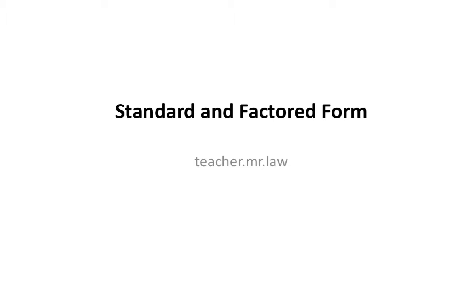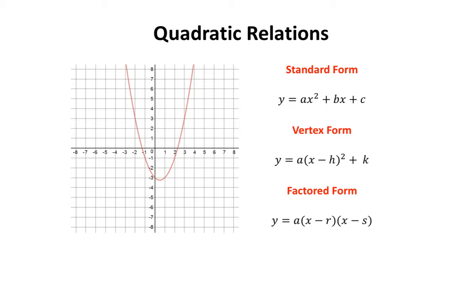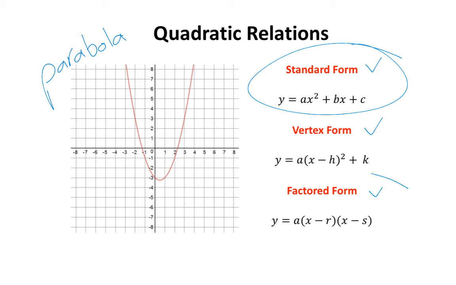In today's lesson, we'll be learning how standard and factored form can give us clues about a quadratic relation. If you recall, the shape of a quadratic relation is called a parabola. A quadratic relation can take on three different forms. It can take on standard form, vertex form, and factored form. We are mainly going to focus on standard form and factored form.